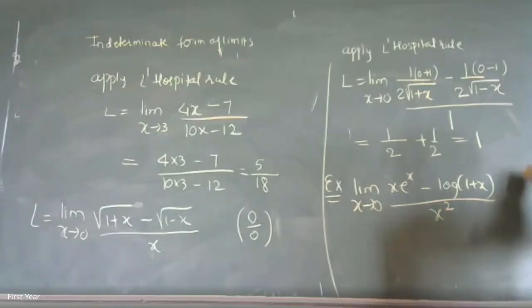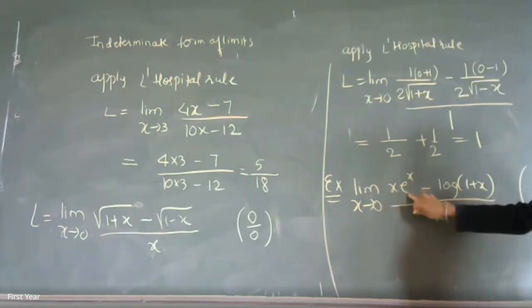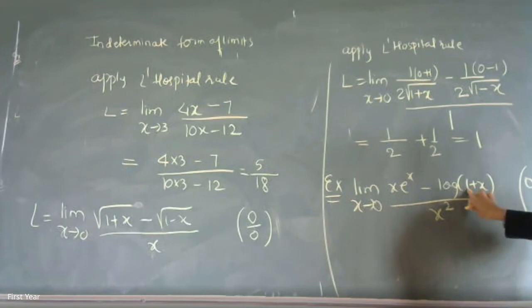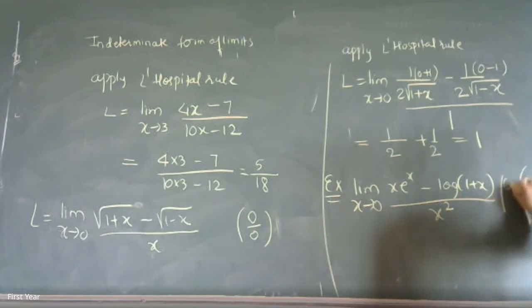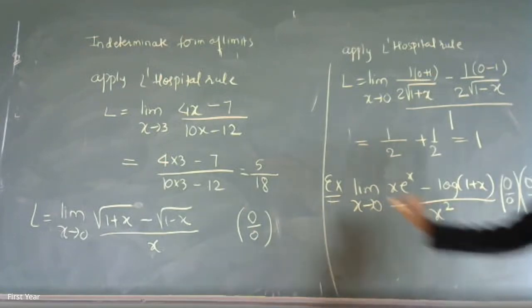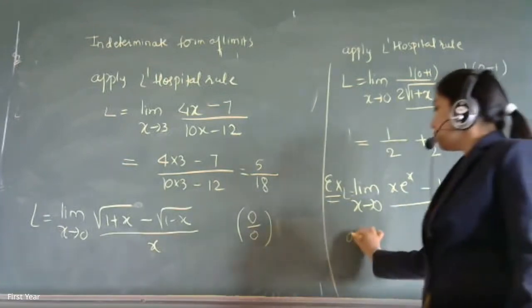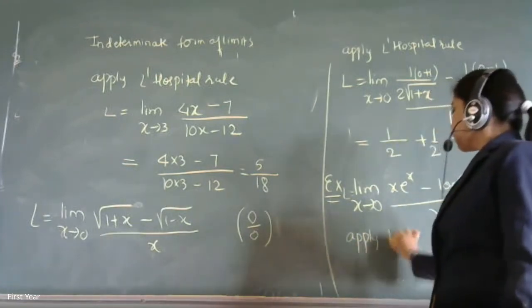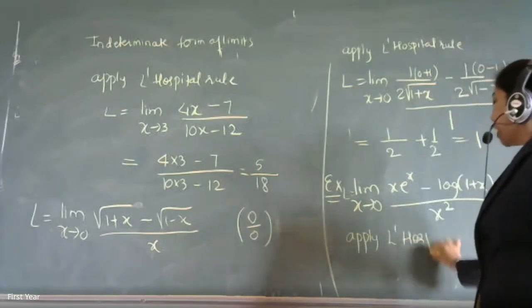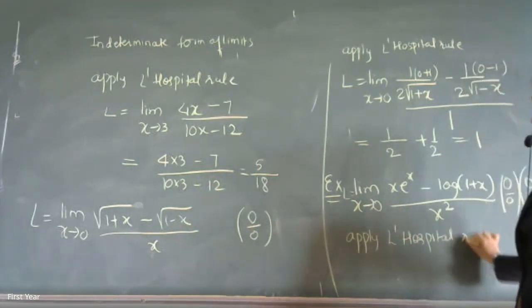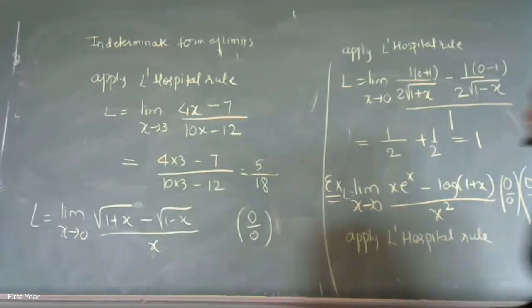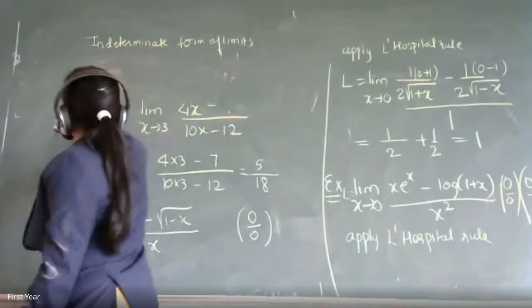Everyone get it? Yes. Put x is equal to 0. e raised to 0 is 1. But 0 into anything is 0. Log of 1 plus 0 is log 1. That is also 0. And divided by 0. So it is 0 by 0 form. Given limit L is of 0 by 0 form. So apply L'Hospital rule. So here the derivatives are of L. That's it. Other than that, everything would have been simple.